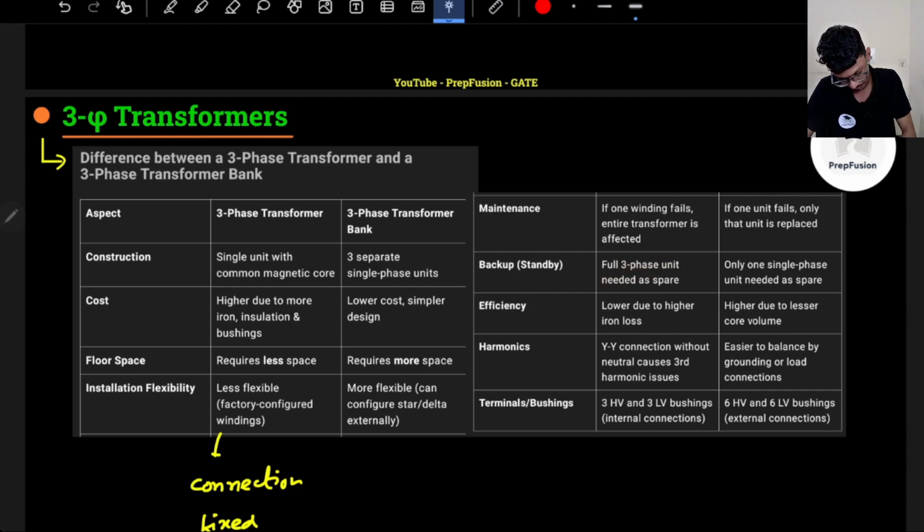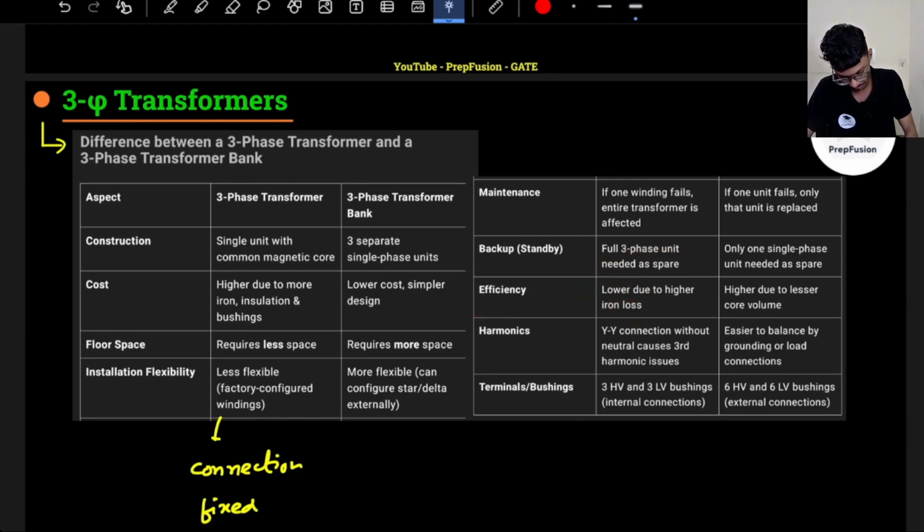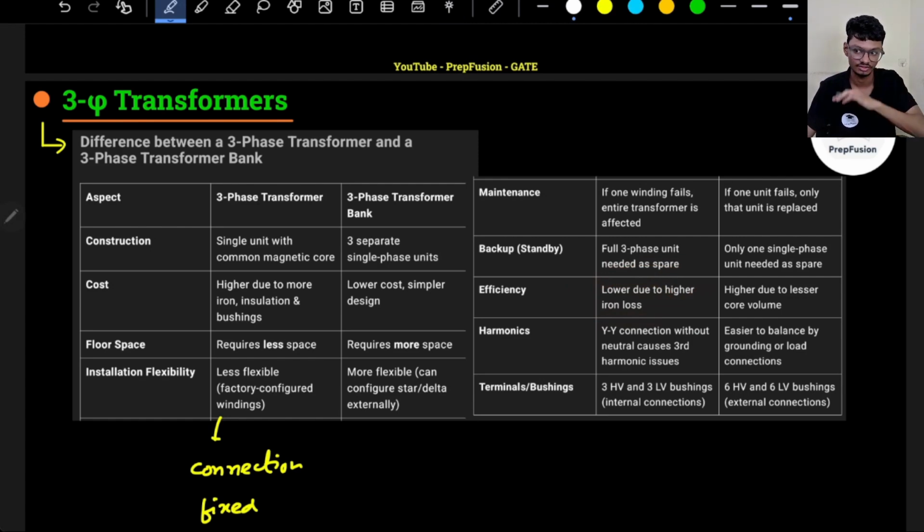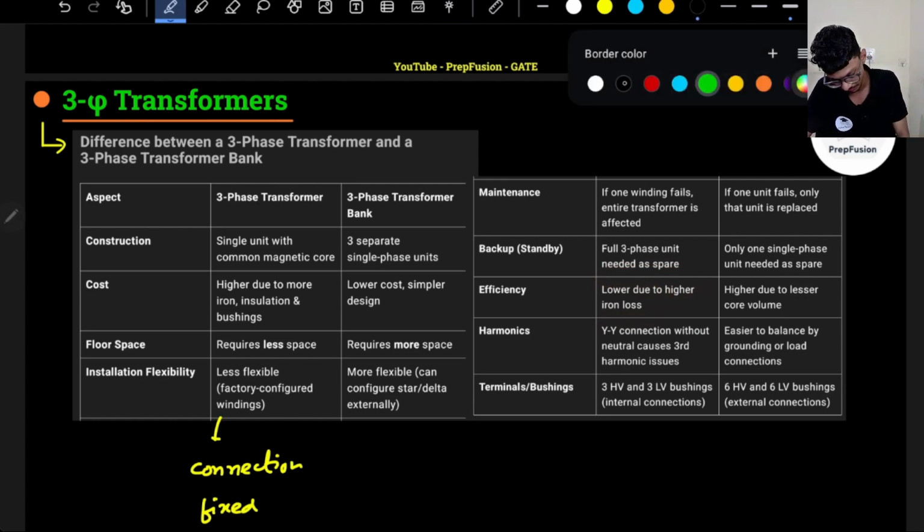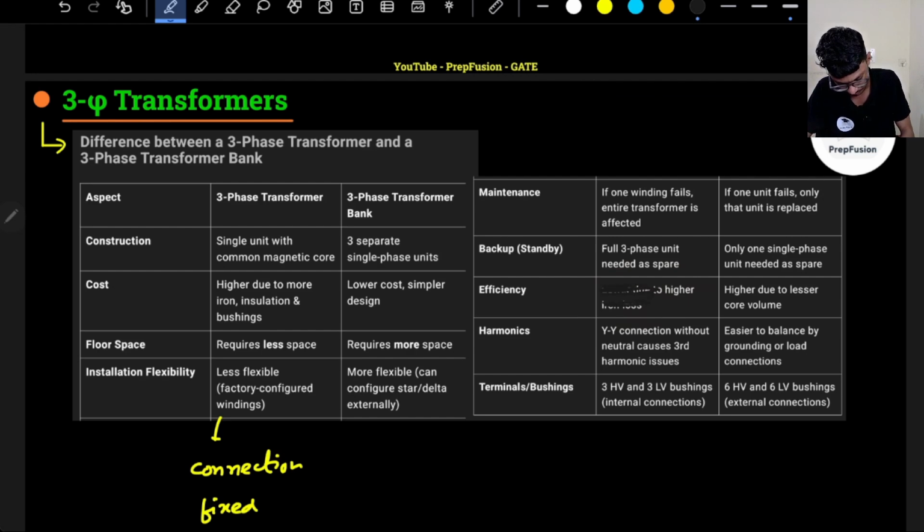Efficiency will be lower due to higher iron loss. I guess this is wrong actually. Efficiency will be higher here, due to lesser core volume. This point should be here. Because it's a single core and the flux path is the same, efficiency will be higher in the case of a single unit transformer, and here it will be lower. So here higher efficiency, here lower efficiency.